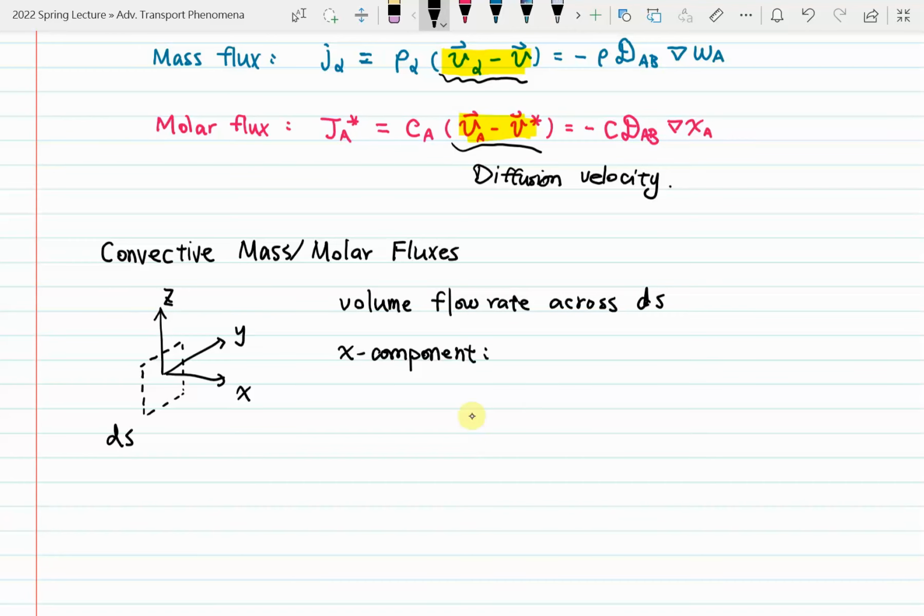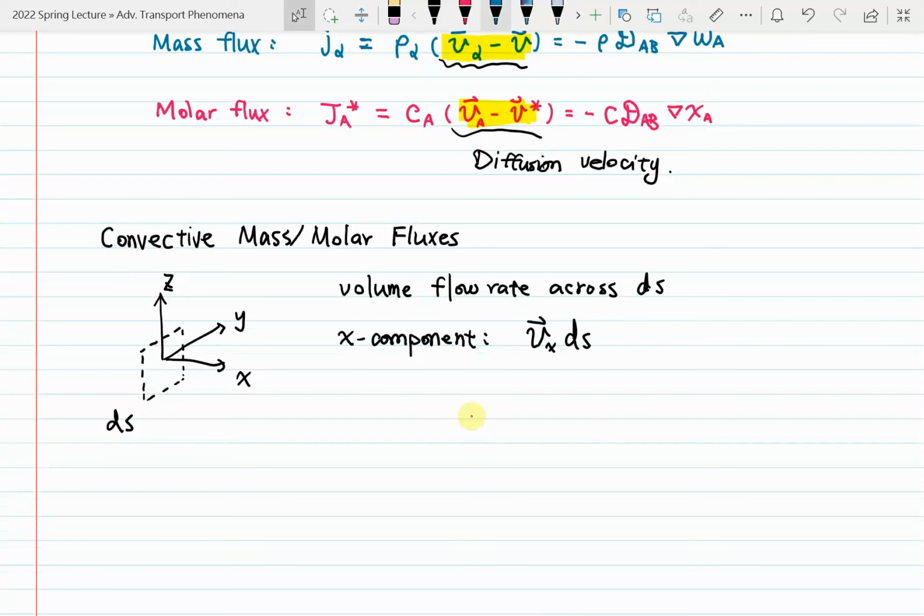And which is going to be what? It's going to be Vx ds, right? So basically the velocity times the cross-sectional area would be your volumetric flow rate. Okay? So if you look at the mass rate here, it's simply basically multiplying your volume flow rate by the density, right?